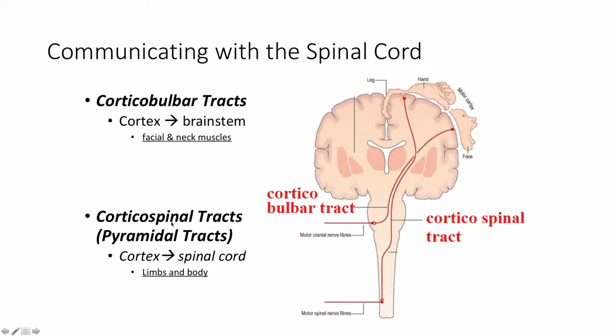And then we have the corticospinal tracts, which we also call the pyramidal tracts, which go from cortex to spinal cord. And these are very important for sending all the information to the rest of our body, so to our muscles, so we can move and maintain our posture, etc.